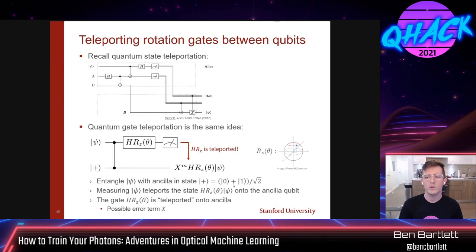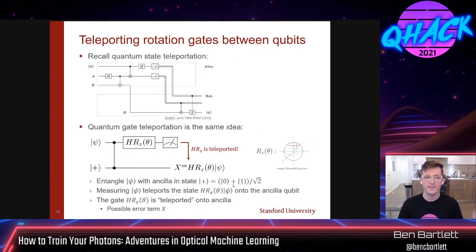To understand what I mean when I say that the measurements teleport gates between qubits, let's recall the canonical version of quantum state teleportation. In this scenario, Alice and Bob share some entangled qubit pair, and Alice also has some unknown state psi that she wants to send to Bob. To do this, she entangles psi with her ancilla qubit A, and then she measures both of them. Then she sends that information to Bob, and the result is that the state of psi is projected onto Bob's qubit B.